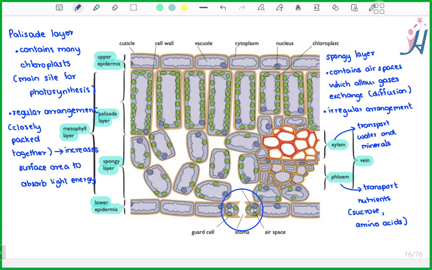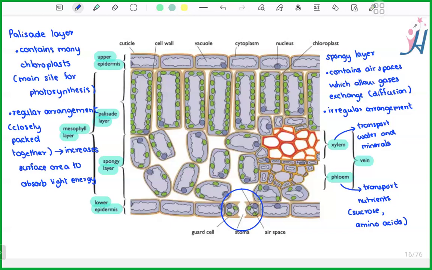Mainly when we talk about photosynthesis, carbon dioxide enters and oxygen leaves. Not only oxygen, but also water vapor, which we will learn more about in the transpiration chapter or plant transport chapter. After the epidermal cells, we move on to the mesophyll layer, which contains two different layers, the palisade mesophyll and the spongy mesophyll. The palisade layer contains many chloroplasts and is the main site for photosynthesis.